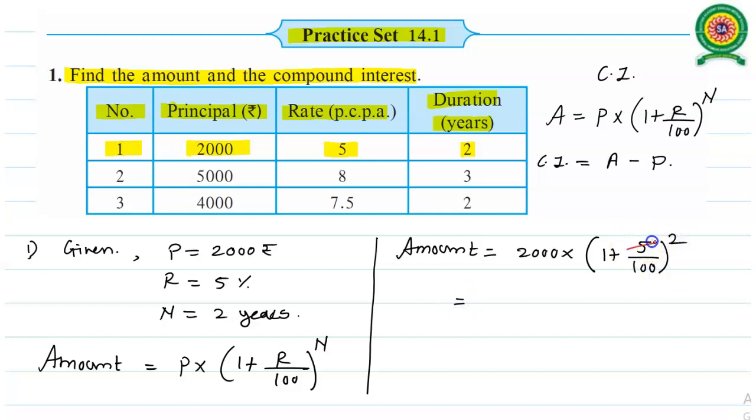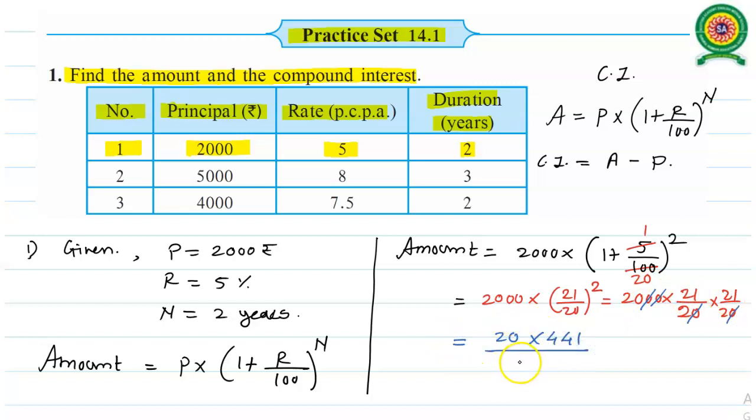Now we know 5 ones are 5 and 20 fives are 100. So after the cross multiplication, 20 ones are 20 plus 1, we get 21. So 2000 into (21 divided by 20) the whole square. Square means multiplying itself 2 times, so 2000 into 21 divided by 20 into 21 divided by 20. Now keep in mind, one 0 from numerator and denominator, and another 0 from numerator and denominator, get cancelled. Now 21 into 21 is 441, divided by 2 into 2, which is 4. We know 4 fives are 20. So 5 into 441, we get the amount at the end of the 2 years: 2205 rupees.